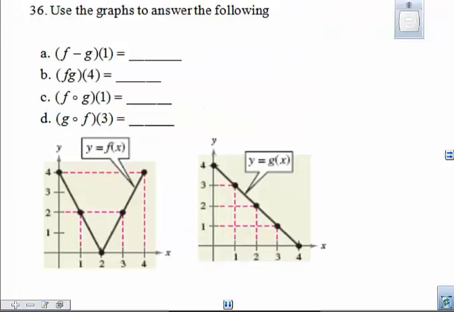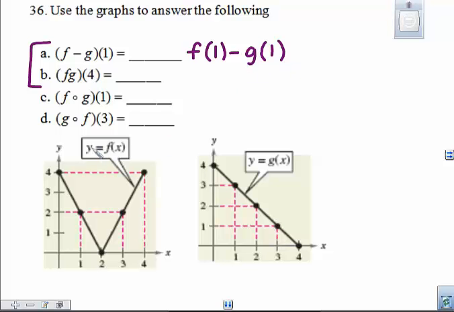Okay, 36 is more of our combination and composite functions, except now instead of giving us an equation, they're giving us a graph, and I think these are actually easier. So these two are combination, because they're adding, subtracting, multiplying, or dividing. So that means the 1 is going into each of these functions. So A can be written as f of 1 minus g of 1.